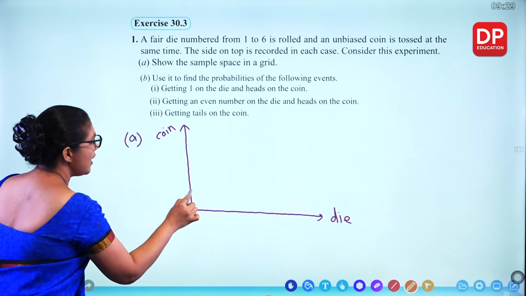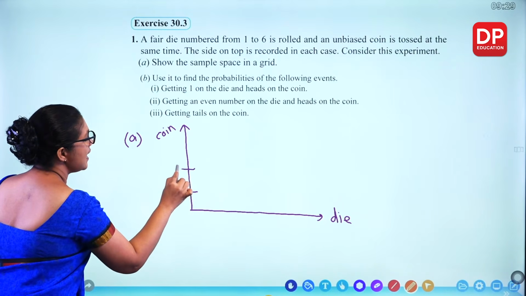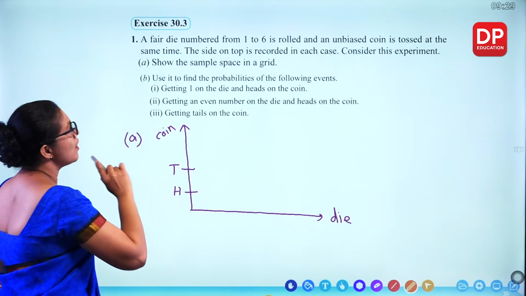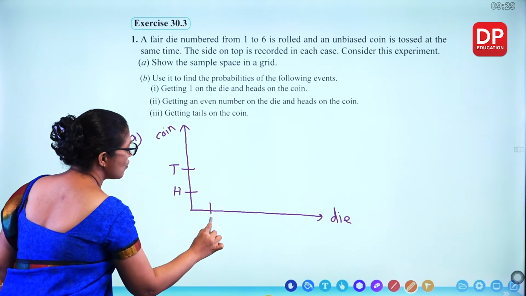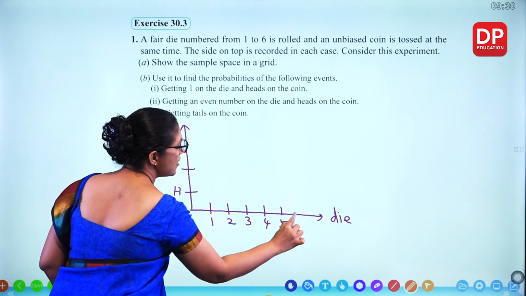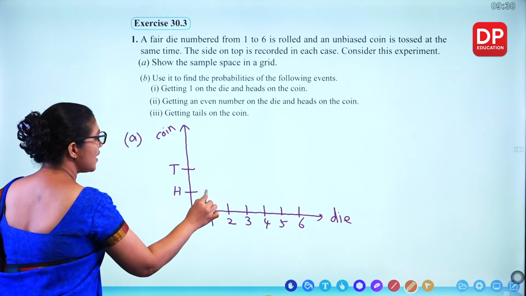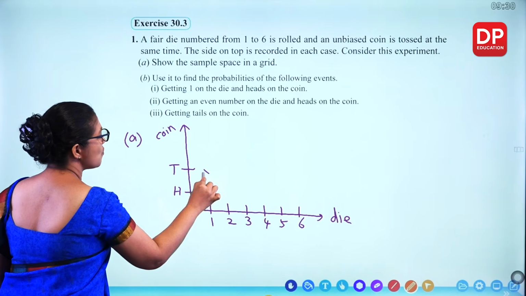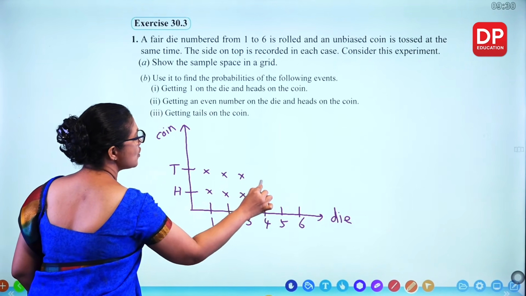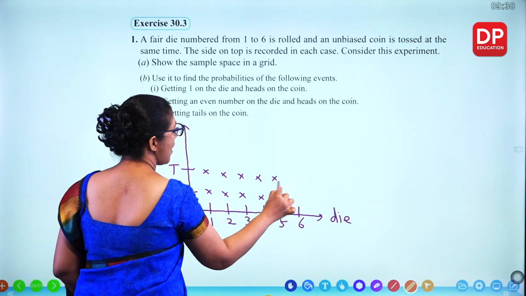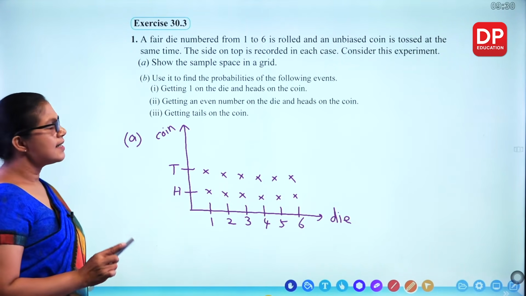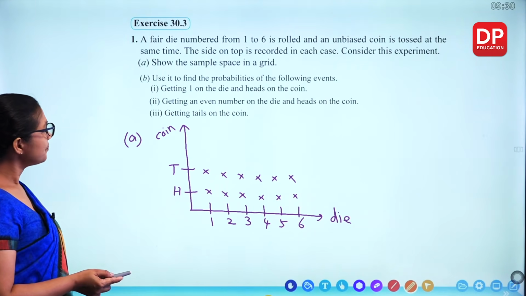When you take the coin, what are the possibilities? Head and tail. When you take the die, it's 1 to 6 labeled. So we can write 1, 2, 3, 4, 5, 6. And what are the outcomes? You get 1H, 1T, 2H, 2T, 3H, 3T, 4H, 4T, 5H, 5T, 6H and 6T. So that's the sample space diagram.